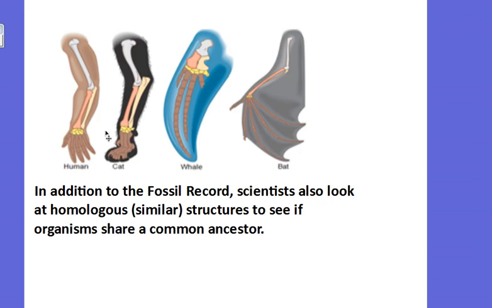For example, in this picture, we are looking at the front limbs of a human, a cat, a whale, and a bat. Okay, so in addition to the fossil record, scientists can look at homologous or similar structures to see if the organisms share a common ancestor. And if you look at the coloration of the different bones, the bones that make the hand, the bones that make the toes here, the foot of the cat, the bones that make this flipper of the whale.